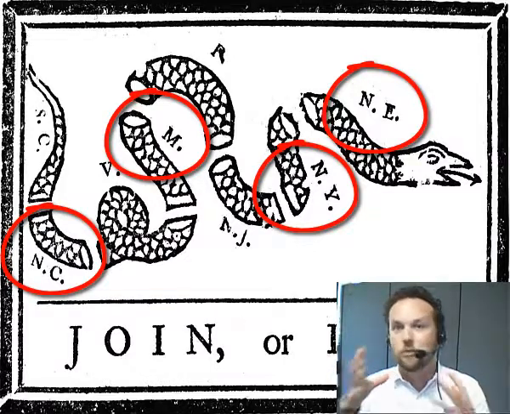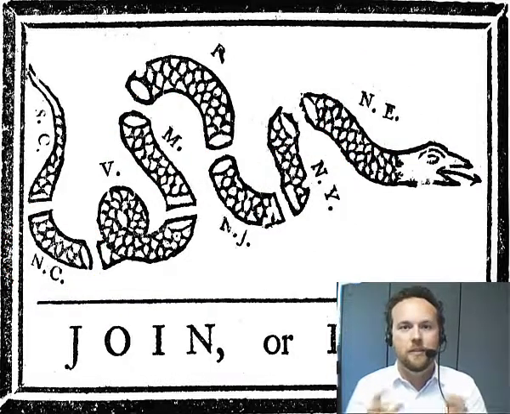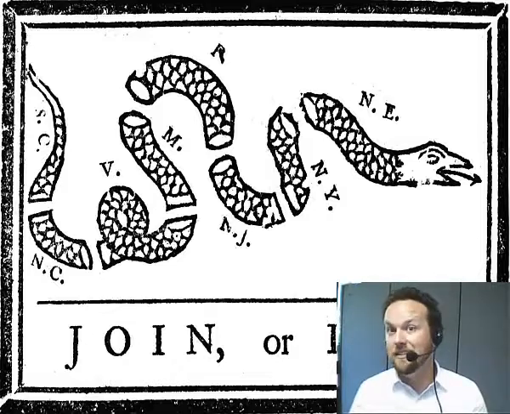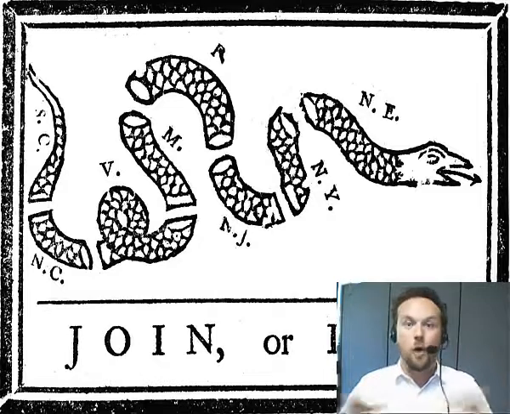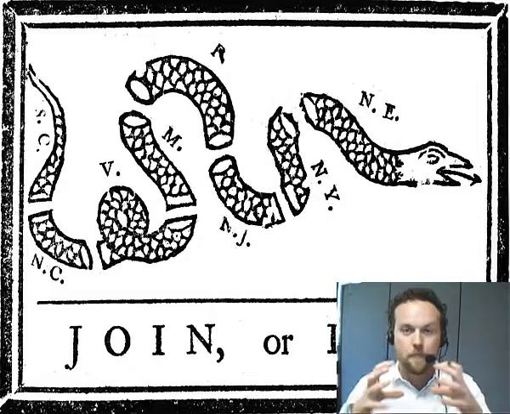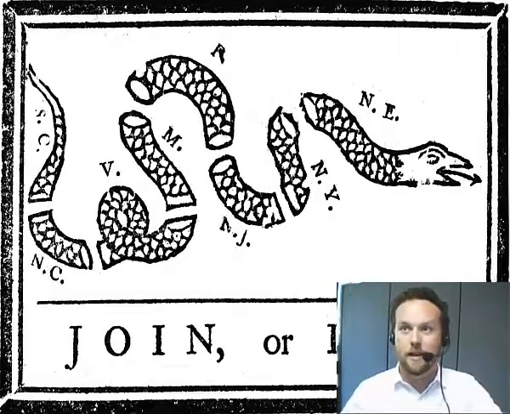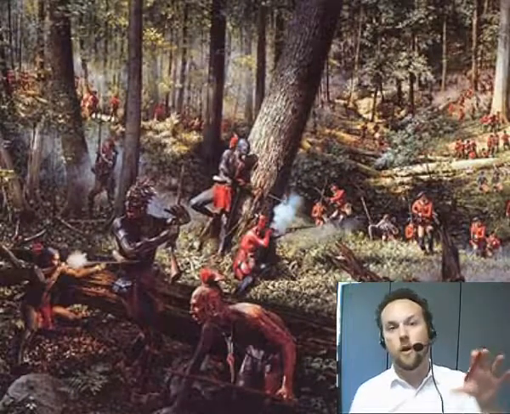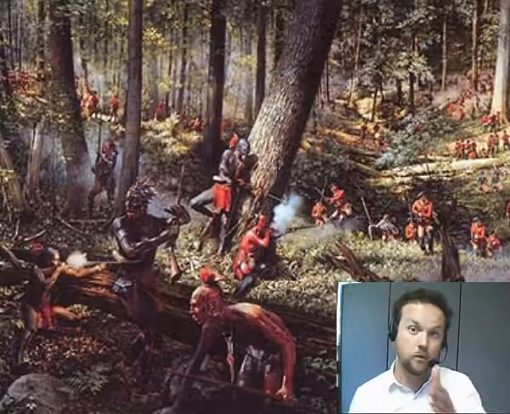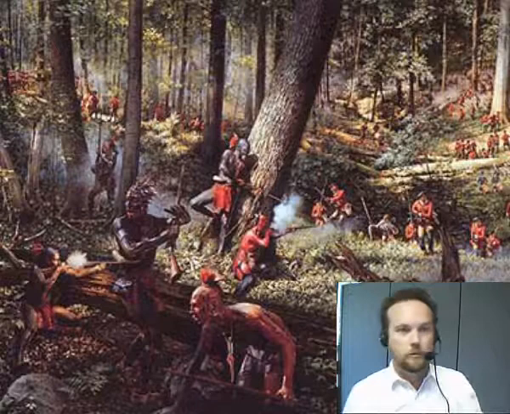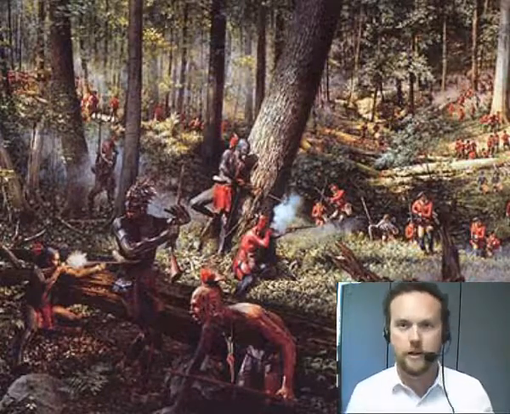And what he was trying to say with that is that each piece is important to the whole, and without all of the pieces, the snake is going to die. So without all of the pieces coming together, the nation would die. So that was all going on while Washington was at Fort Necessity. So back to the military defeat side of it.